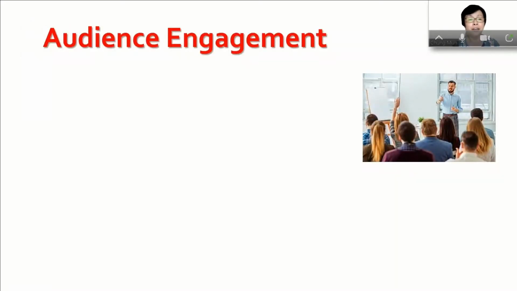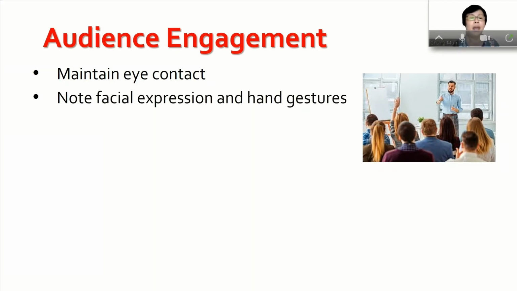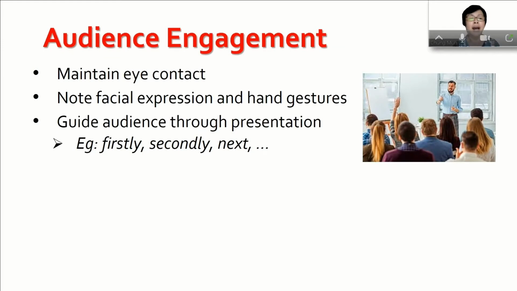Point 5, audience engagement. Now, when you speak, make sure you maintain eye contact with the audience. Be aware of your own facial expression and hand gesture. You may want to smile a little at the right juncture. Now, remember to guide the audience through your presentation by using words like firstly, secondly, next. You can consider an interesting introduction. For example, you may want to begin your presentation by asking a question.